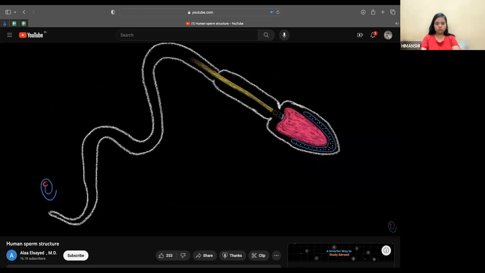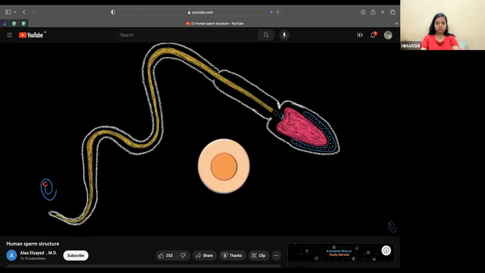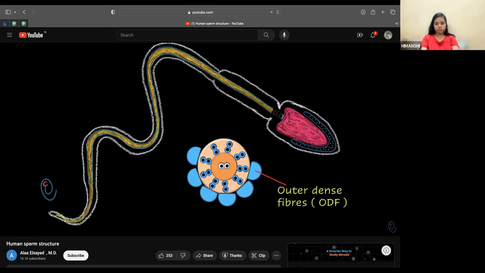From the distal centriole, the axoneme will extend till the end of the tail. It forms the backbone of the tail. Examining a cut section of the axoneme, it has a 9+2 structural pattern. As you see, there are 2 central microtubules in the middle, surrounded by 9 peripheral doublet microtubules. And these are called doublet because it is formed of 2 microtubules arranged together. Each doublet microtubule is supported by an outer dense fiber, known as ODF. This forms a complex known as axoneme ODF complex.